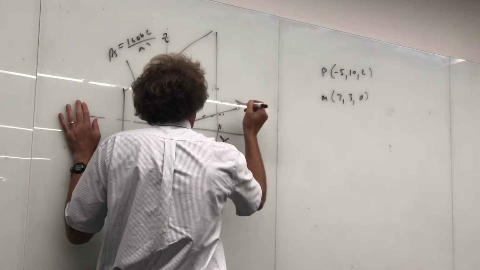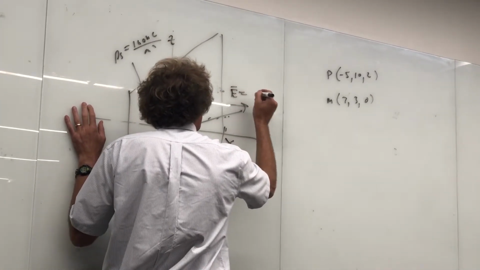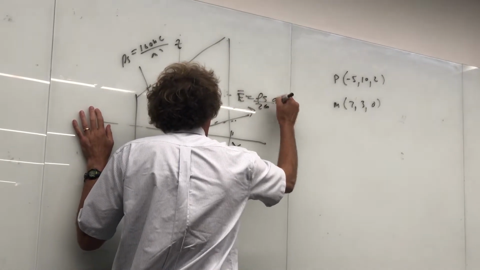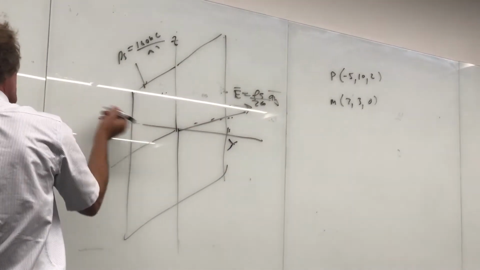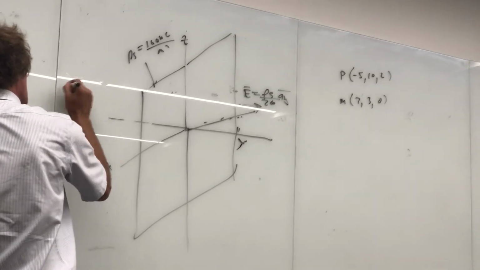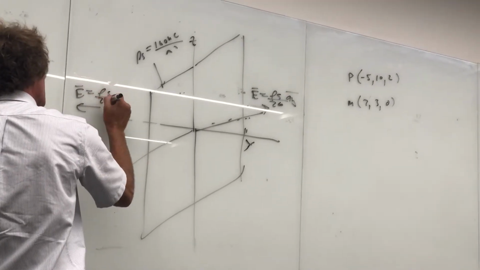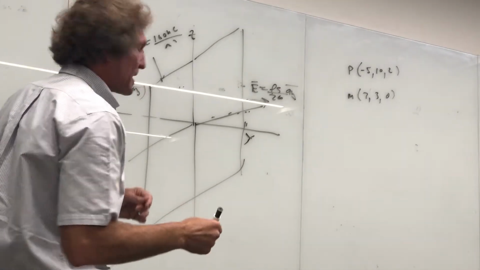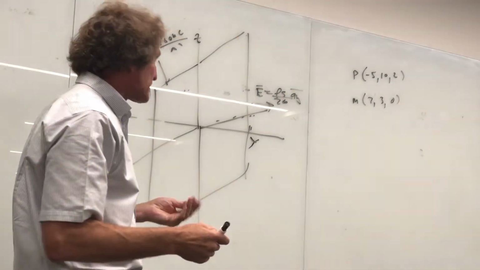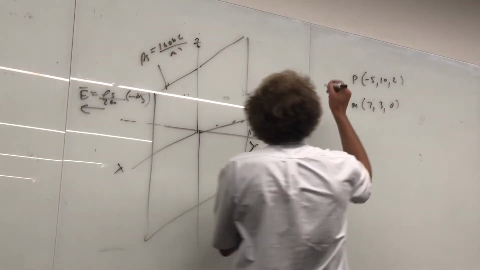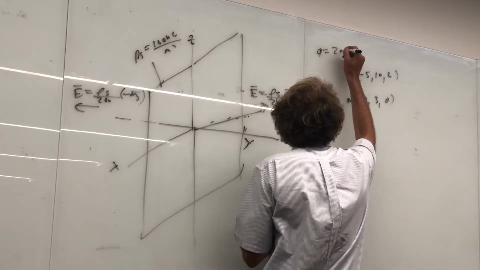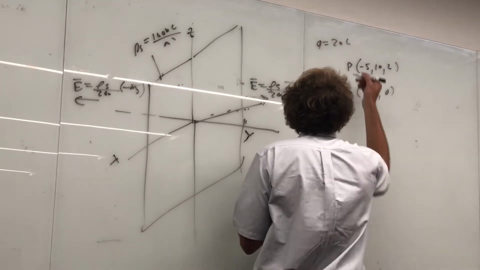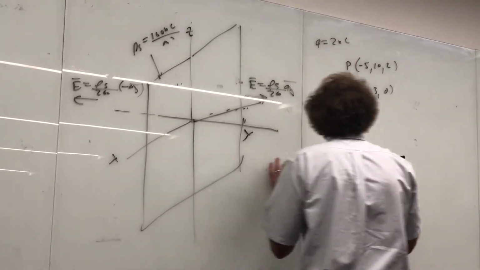That means the E field on this side is equal to simply rho S over 2 epsilon naught in the AY direction. And the E field on this side would be equal to rho S over 2 epsilon naught in the minus AY direction. I'm just putting it back there to get some clarity. The charge is equal to 2 nanocoulombs. So it moves from point P to M.